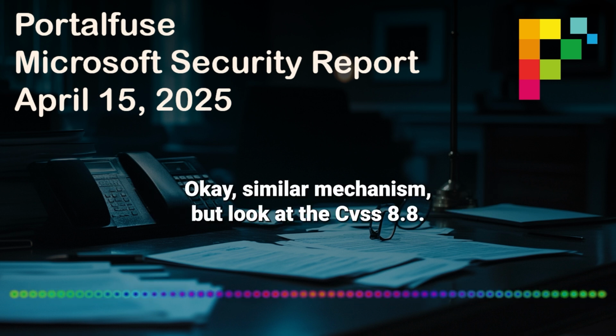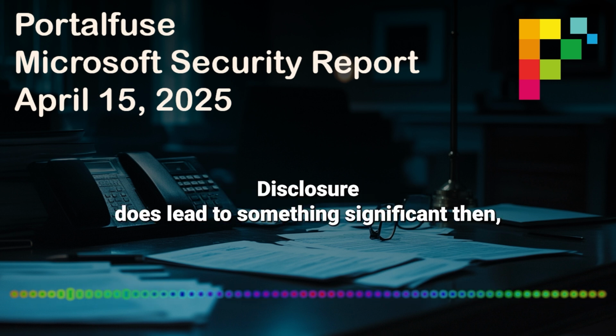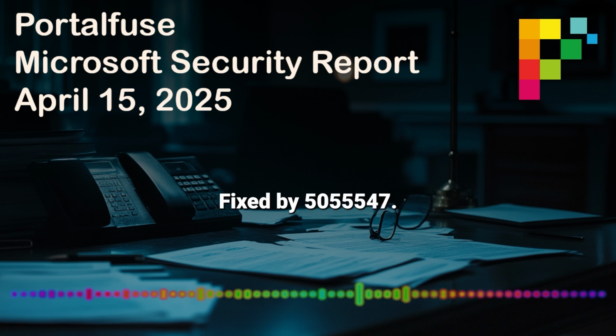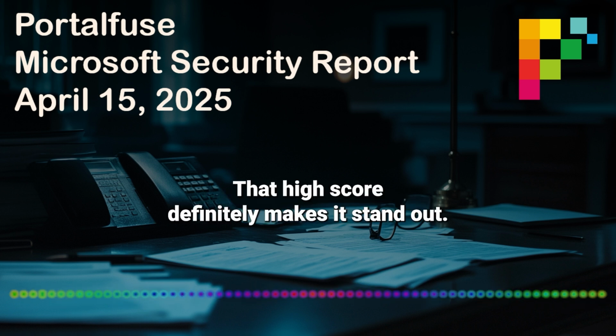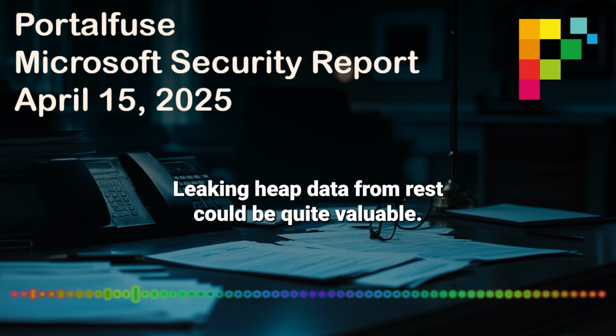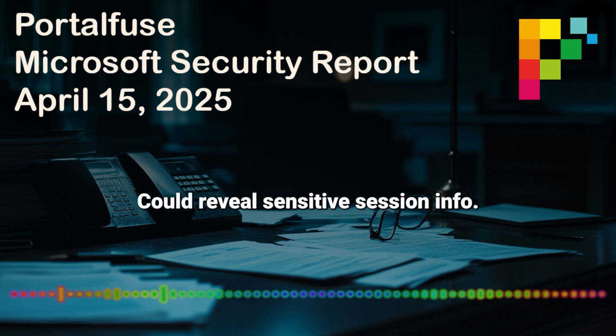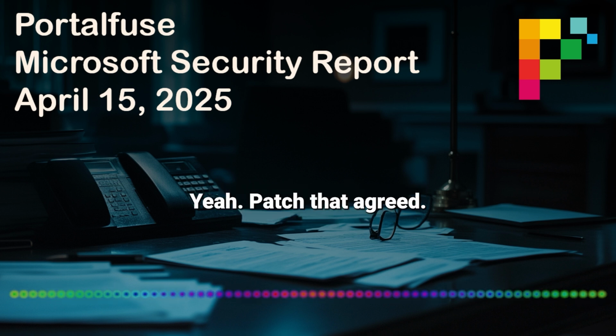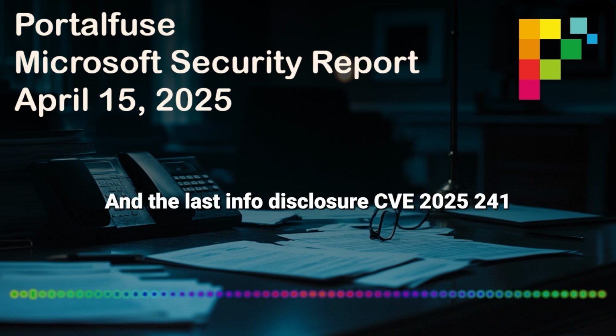Okay, similar mechanism, but look at the CVSS. Yeah, 8.8. That's really high for info disclosure. Does it lead to something significant, or is it very easy to leverage? Fixed by 5055547. That high score definitely makes it stand out. Leaking heap data from RAS could be quite valuable. Could reveal sensitive session info, maybe pointers useful for other exploits. Yeah, patch that. Agreed. And the last info disclosure.